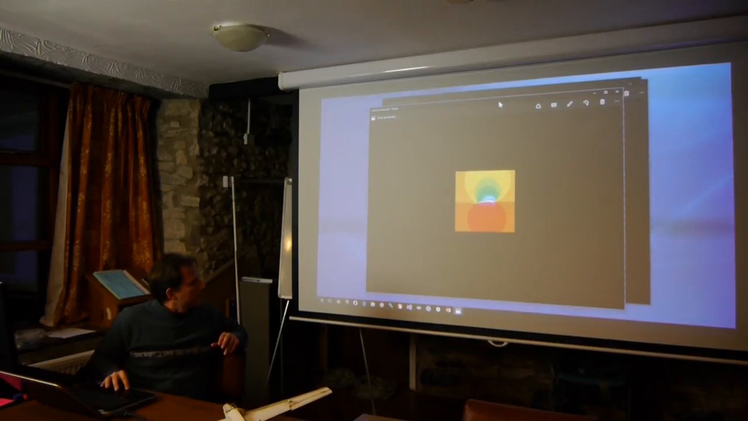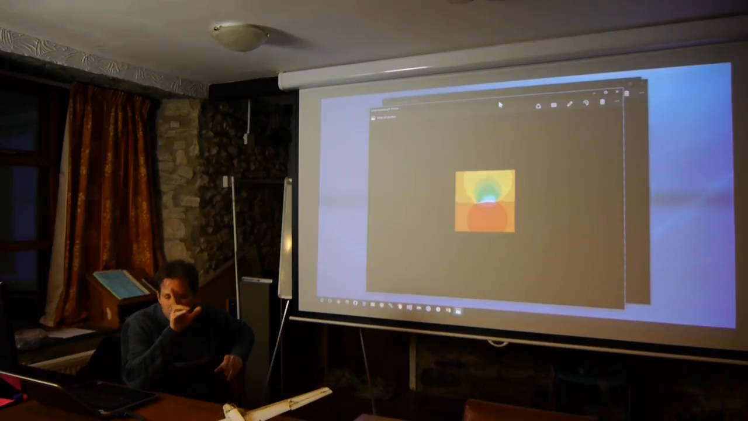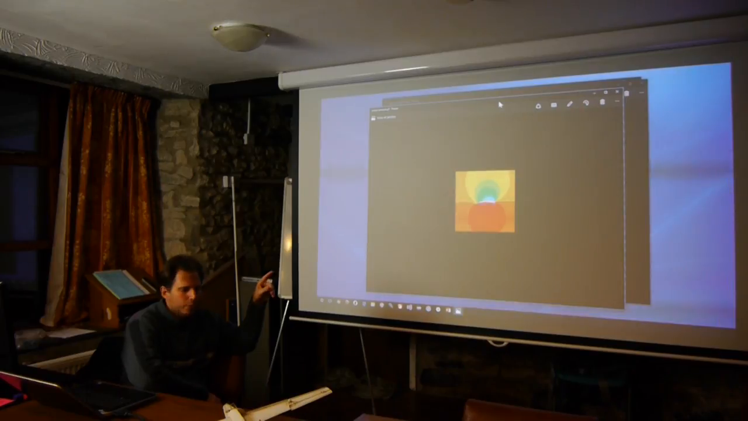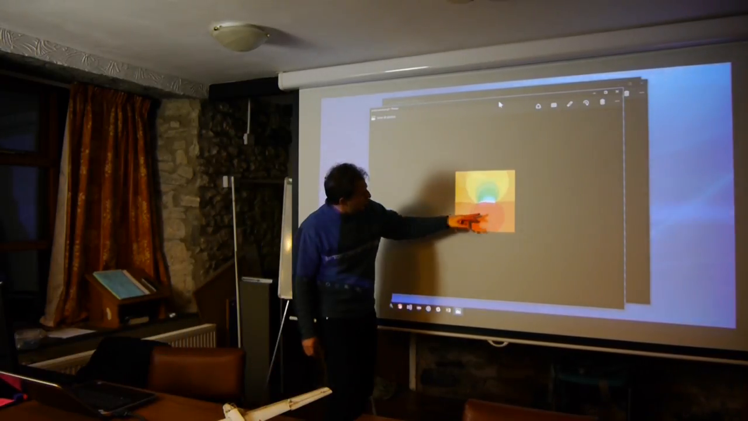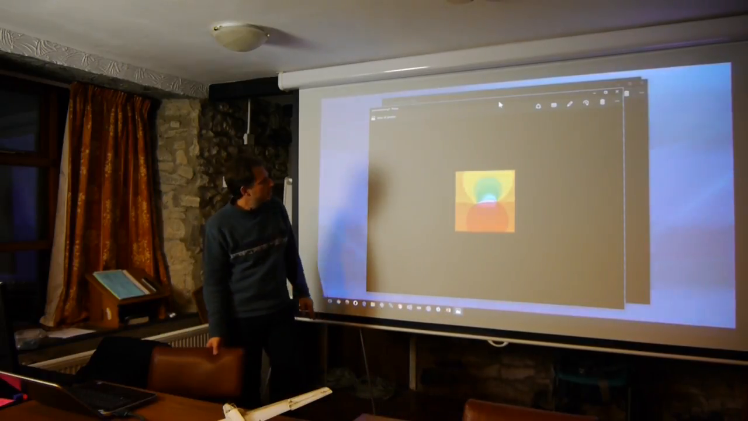This one shows you the pressure created by the wing, depending on the angle of attack. Blue is low pressure, red is high pressure. So you can see when the angle of attack is very small, it actually creates a depression at the front of the wing. When we get to that level, just there, look, it starts creating big low pressure.